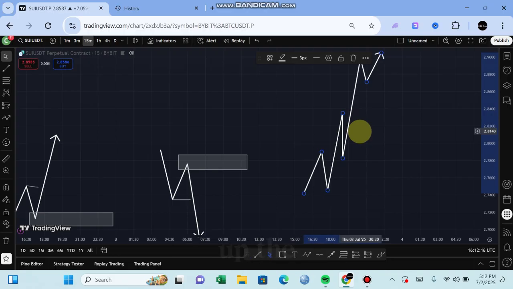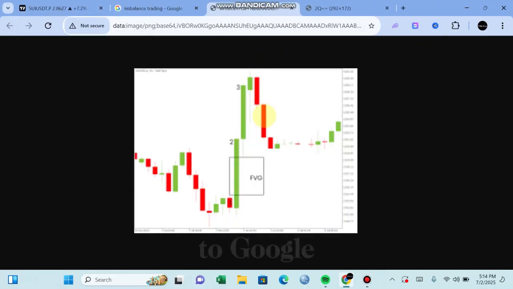If you don't understand, I'm going to open up the chart to show you an example right now. As you can see right here, on this green candle you can see price come down to close it. But if you see this particular very long candle, this is what we call imbalance. From the wick of this candle and the wick of this other candle, there's a space. This space is what we call a fair value gap, what we call imbalance.